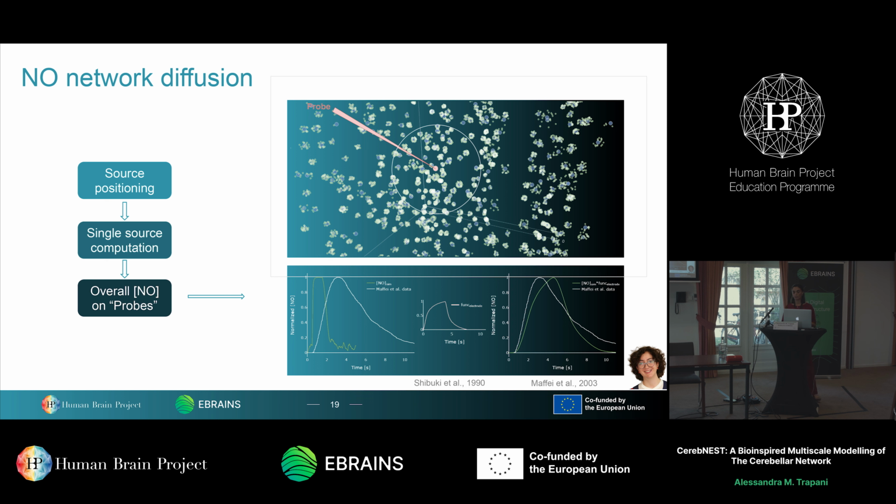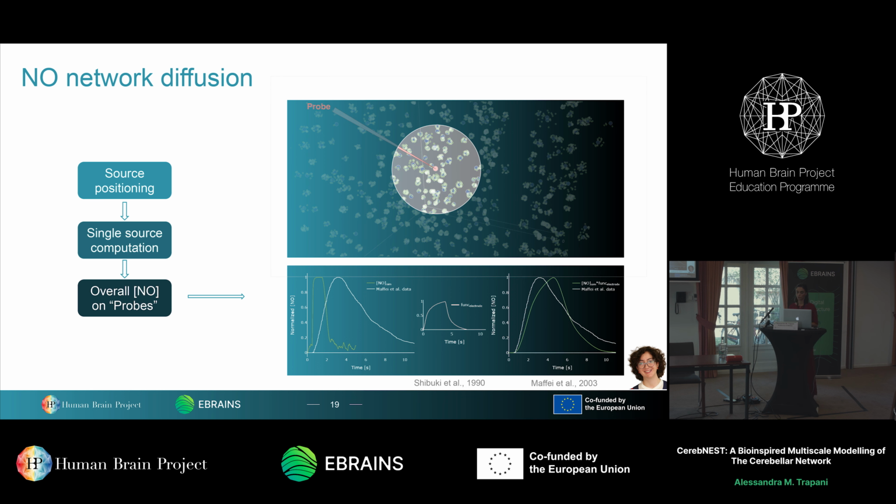Then to verify that what we were doing was correct, we reproduce an in vitro experiment where we have a probe able to measure the nitric oxide concentration in a certain point of the network, and we compare our simulation results with the actual experimental data by simulating the same stimulation protocol applied in vitro and including also the specific function of the probe used to measure the nitric oxide.